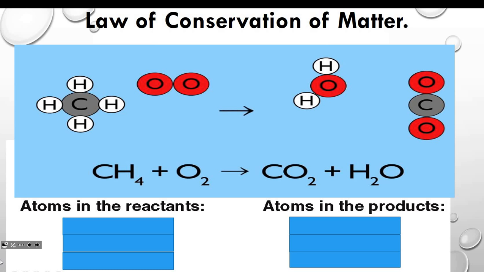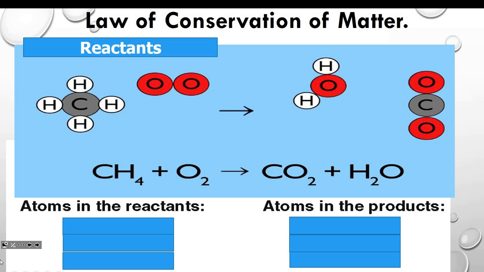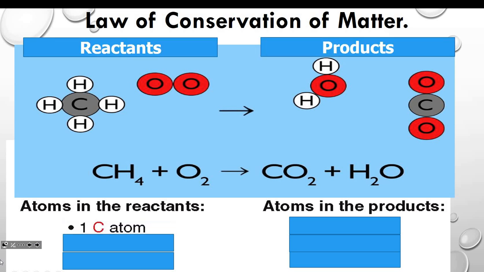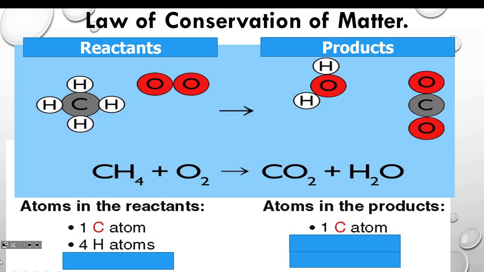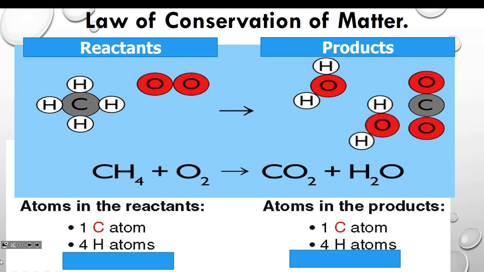Well, as we look at the reactants over here, and we look at what's on this side, we have one carbon atom. On the other side, we have one carbon atom. So that's okay. If we go to the next one, which is hydrogen, over on the reactant side we have 4 white. And on the product side, we have 2. I have to have the same amount. So I have to put another water over here so that I can get 4 hydrogen atoms.